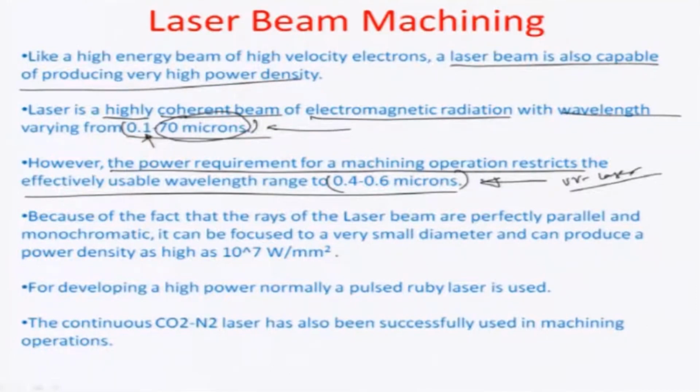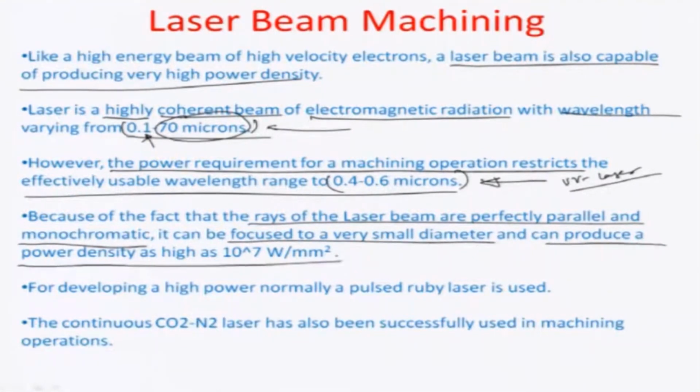And because the rays of a laser beam are perfectly parallel and monochromatic in nature, we can focus them to a very small diameter and produce a power density as high as about 10 to the power of 7 watts per millimeter square. You can compare this with the e-beam process discussed before and see that it is quite comparable to the power densities achieved by the electron beam.